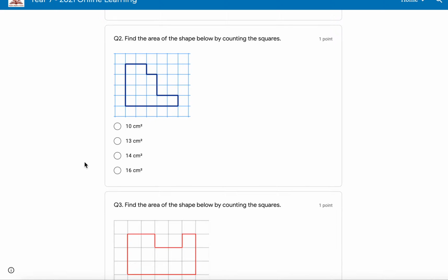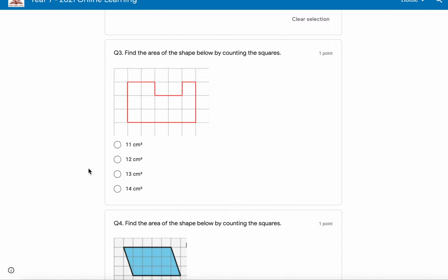Okay, find the area of the shape below by counting the squares. So same thing again. This time it's a bit of an irregular shape, so we can't just do the rows times the columns. We've got 1, 2, 3, 4, 5, 6, 7, 8, 9, 10, 11, 12, 13 squares there. So if they're square centimetres, then this is going to be 13 square centimetres.